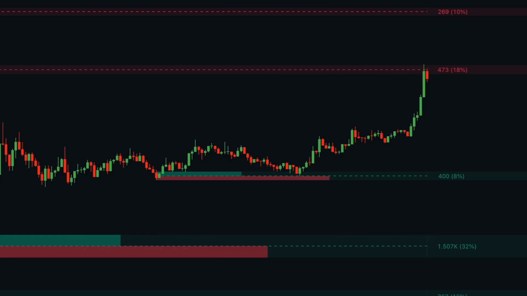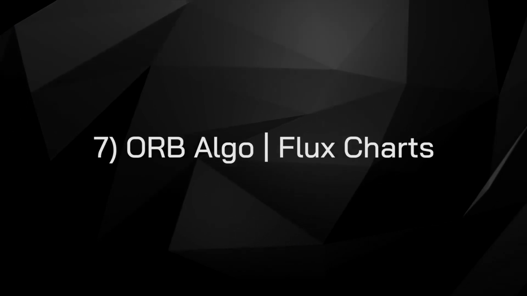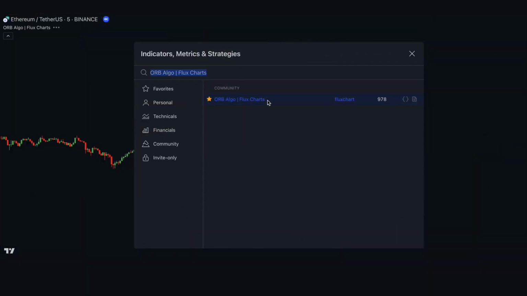As we see in the next example, stronger order blocks will have a higher chance of holding better and giving stronger rejection. Thanks to this, we can avoid weak order blocks and eliminate potential losses. On the 7th place, I included an indicator similar to Imbalance Algo.